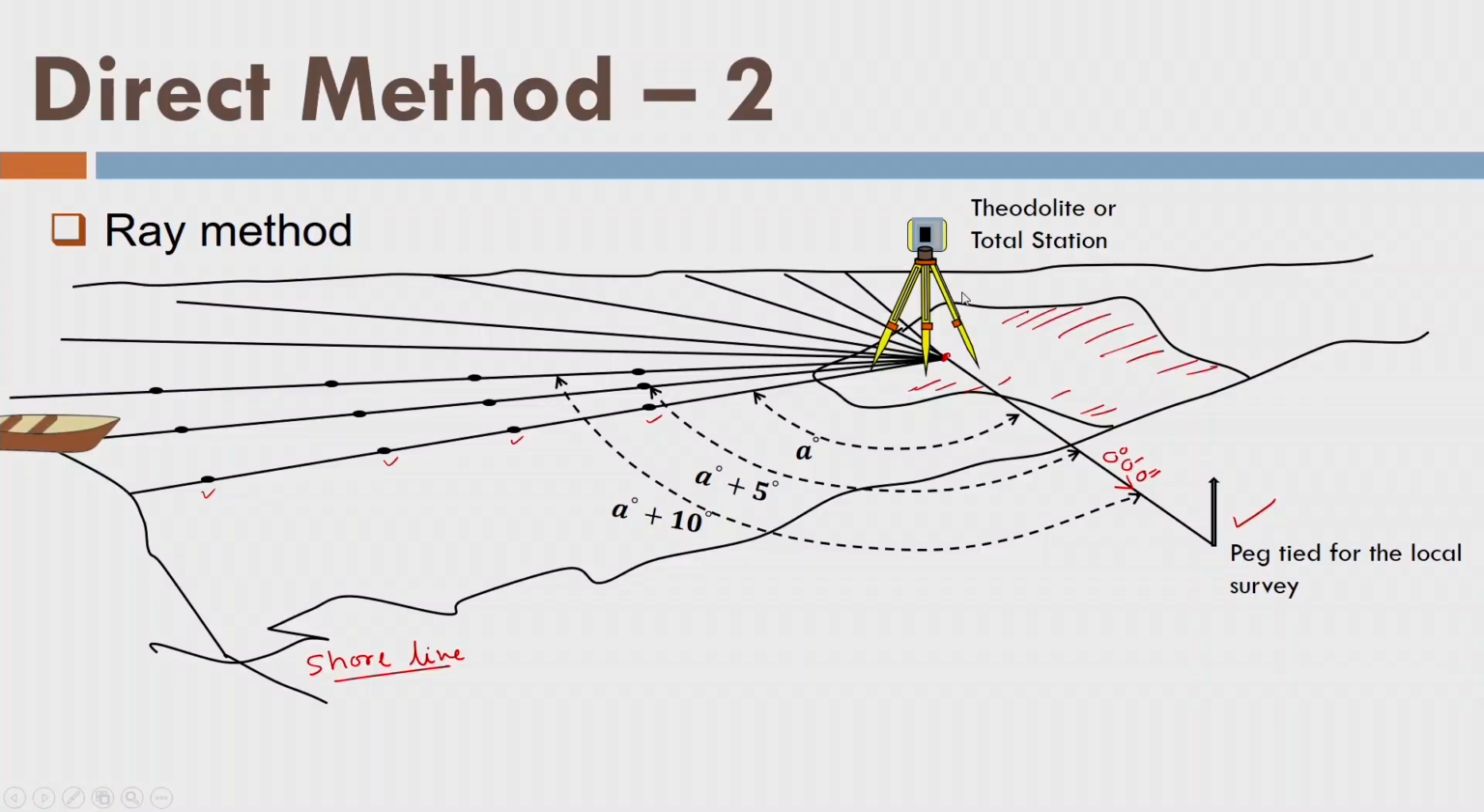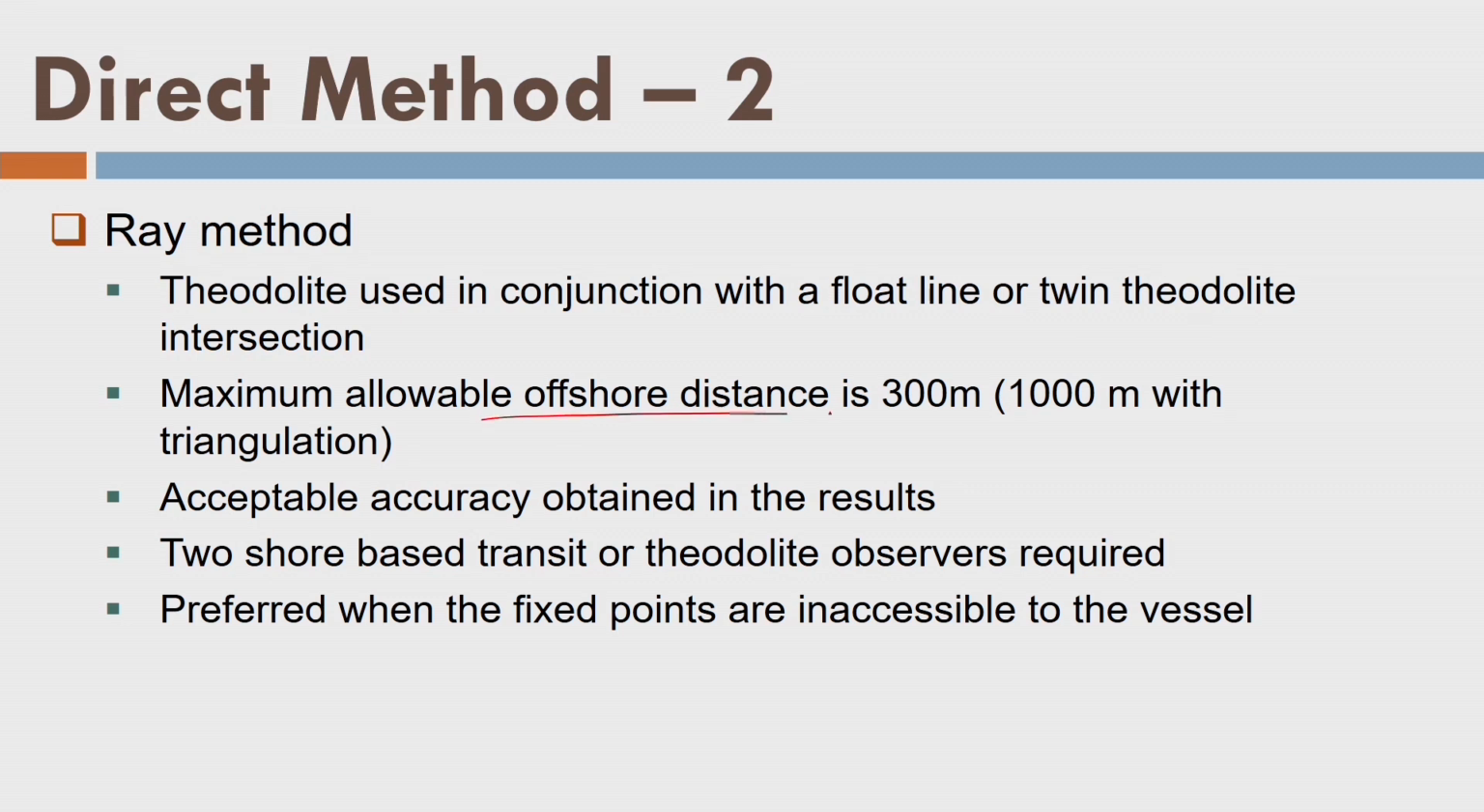So that is the ray method, which is another direct method. We are observing the distance as well as the angle. So let us say at 8 degree angle, I have observed 1, 2, 3, 4 points here. I know distances of these points, so I can now make the map and mark those points. The maximum offshore distance in case of triangulation is 1000 meter. Here in case of ray method, acceptable accuracies are obtained. It is preferred when the fixed points are inaccessible, and so we are using some kind of small land area.